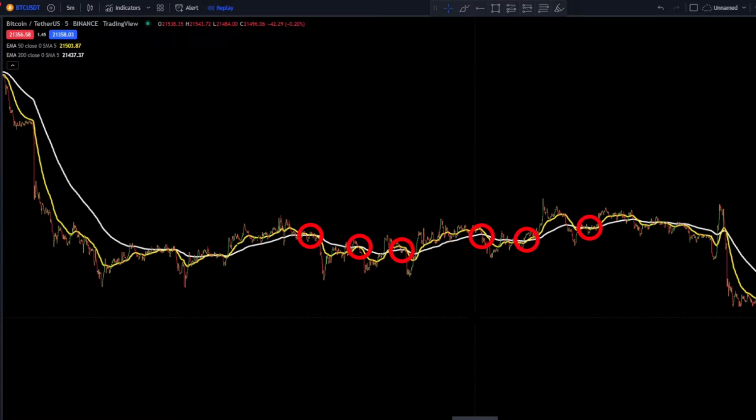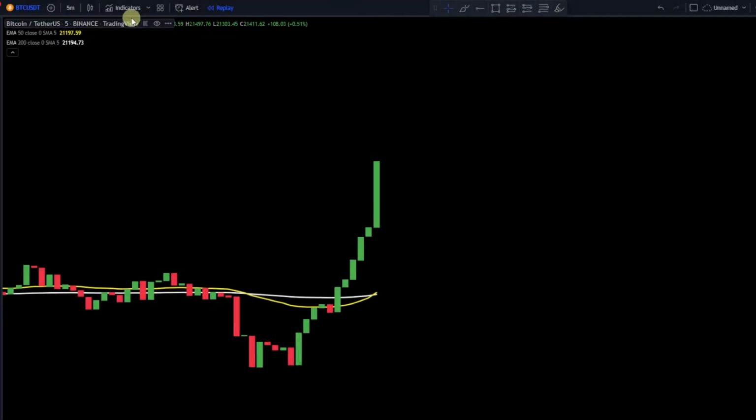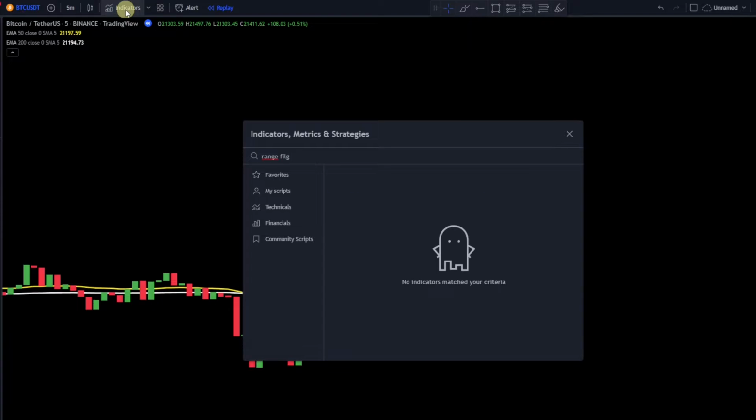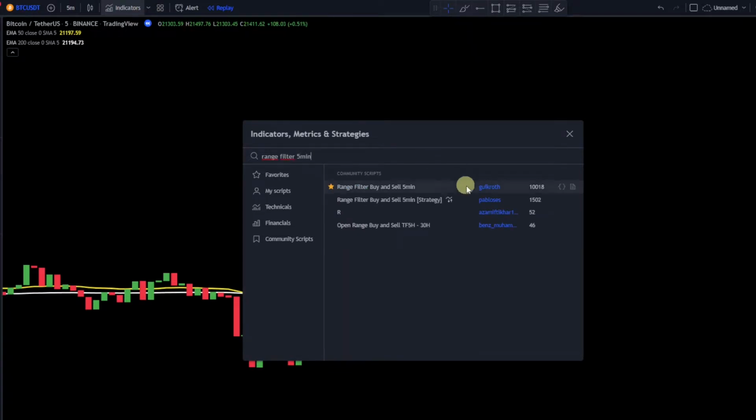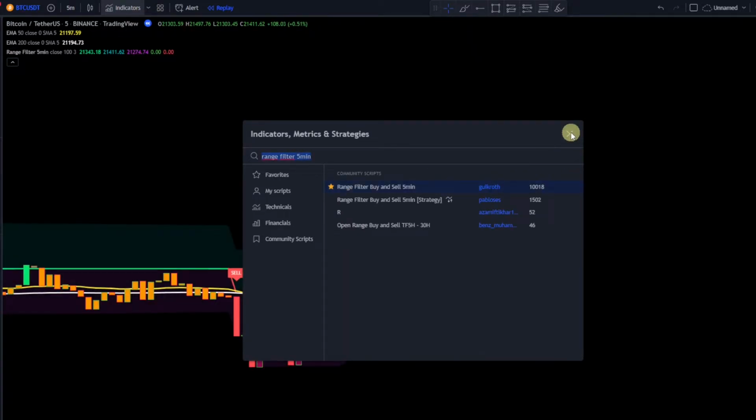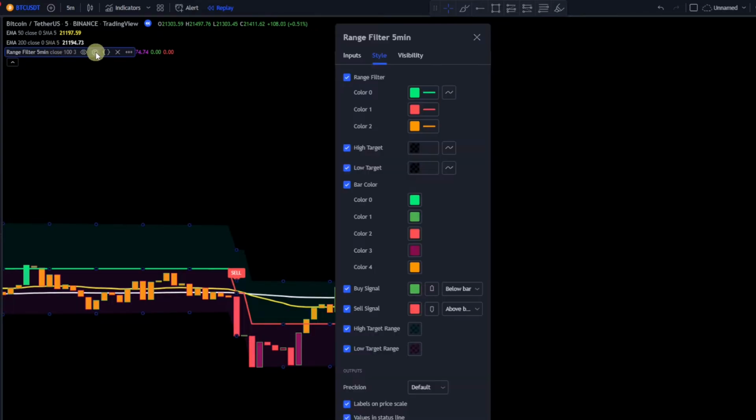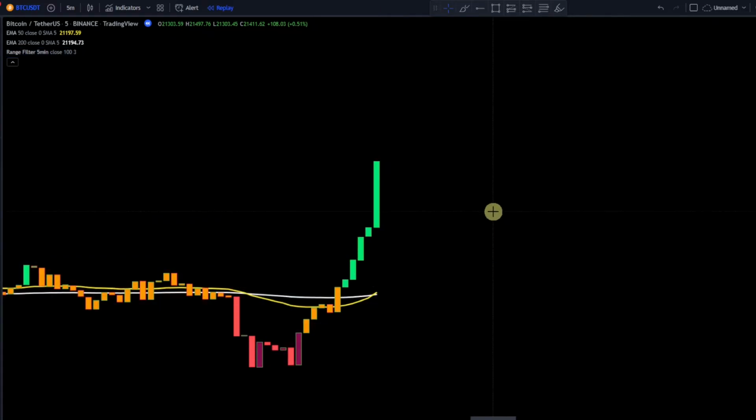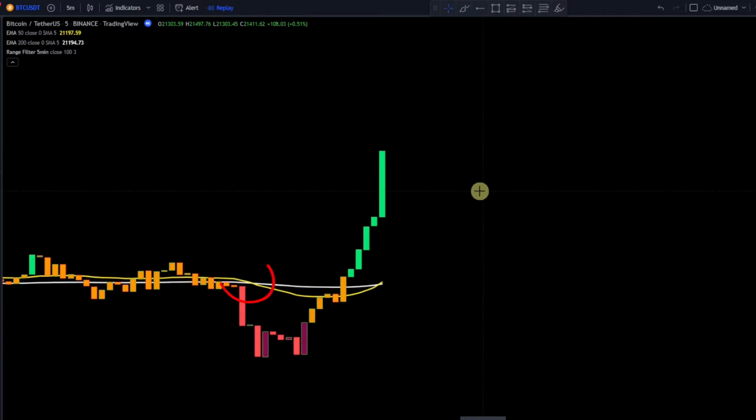Since we identified our ranging market, it is now time to add our final indicator. Go to Indicators and search for Range Filter 5 minutes. Take this one. Go into the style settings and remove Range Filter, High Target, Low Target, Buy Signal, Sell Signal, High Target Range, and Low Target Range. We are now looking for a cross of the white and yellow line.